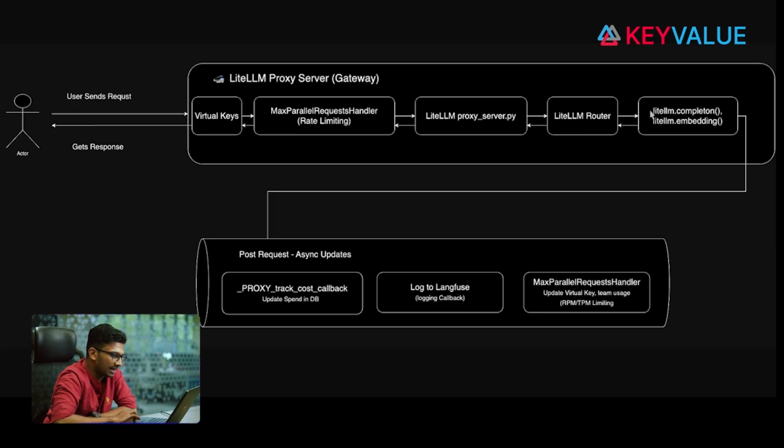While all of this is happening, there are a few more things that happen asynchronously. One is the proxy track cost callback, which updates the spend in the DB. Then, in case you've configured Langfuse, it logs to Langfuse. And then the max parallel request handler updates the virtual key, the team usage, the RPM, TPM limiting, etc.